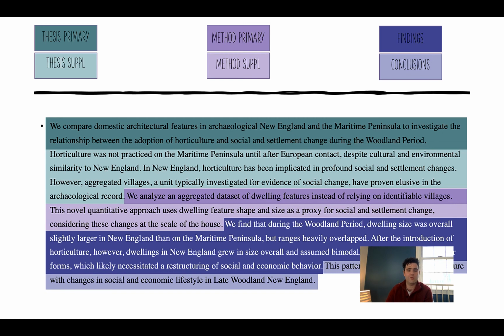Thesis supplemental, right? Remember, this is a little bit of contextual information to place our thesis within a broader body of work and a long history of scholars thinking about these questions. Horticulture was not practiced on the Maritime Peninsula until after European contact, despite cultural and environmental similarity to New England. That's a little contextual information. In New England, horticulture has been implicated in profound social and settlement changes. A little bit of contextual information on what some of these terms actually mean and some of the literature.